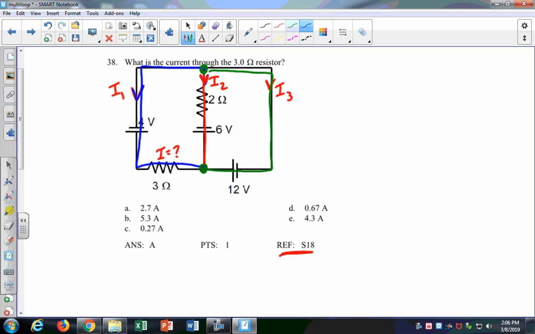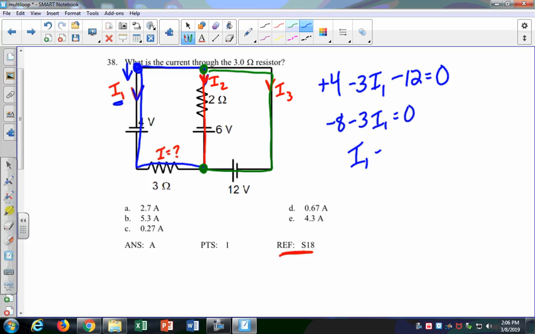So I want to know what I1 is. I'm going to write an equation starting here and going in that direction. That's going to be positive 4 minus 3I1. I'm going with the current. Minus 12 equals 0. That's negative 8 minus 3I1 equals 0. And so I1 is equal to 8 divided by negative 3, so it's negative 8/3. And 8/3, that's 2.7.